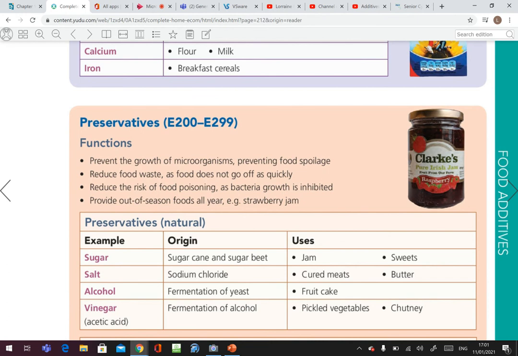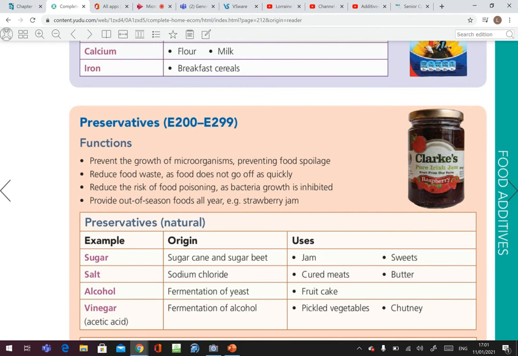So natural preservatives then, these are found in nature. Sugar is one. We know that it comes from either sugar cane or sugar beet, and its uses are in jam and in sweets. Salt, sodium chloride is the correct name for that, and it's used in cured meats like your rashers, sausages, puddings, bacon, etc. And in butter, salted butter makes it last a bit longer.